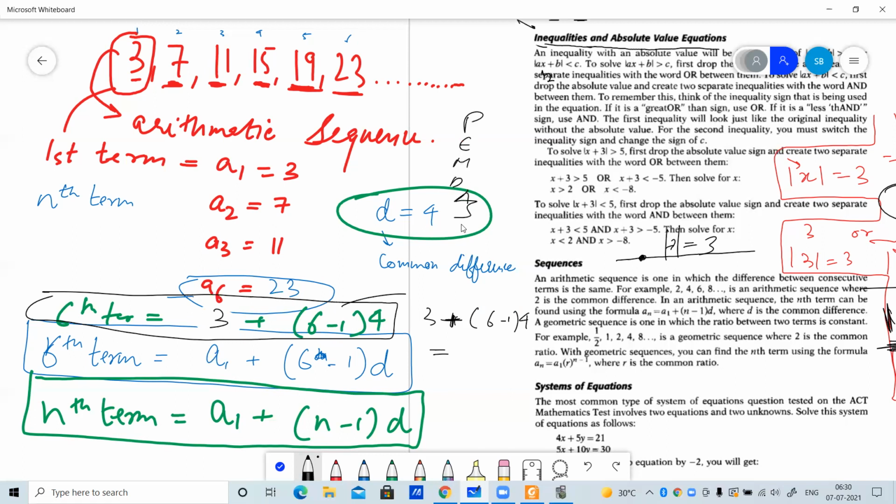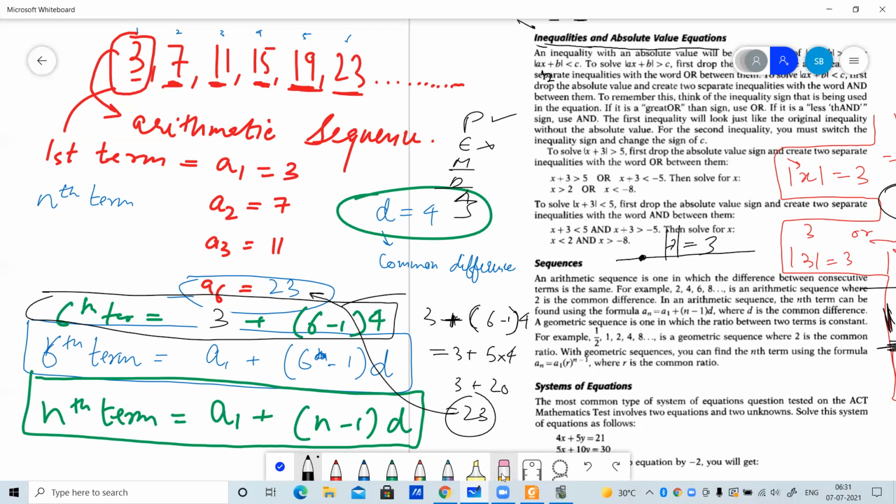So 6 minus 1 is 5. Then PEMDAS again: parentheses are done, there are no exponents, so you have multiplication and division, whichever comes first. That's 4. So 5 times 4 is 20, and then 20 plus 3 is 23. Yes, we got the right answer, 23, and we already knew that the 6th term is 23.